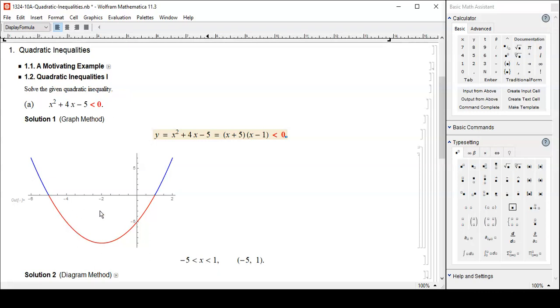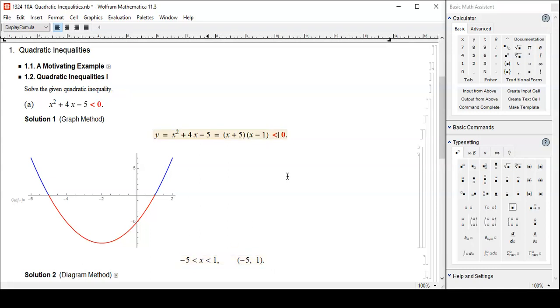Which x interval corresponds to this portion of the graph? From -5 to +1. So we get this double inequality, or equivalently we get this interval expression, -5 to 1. Open interval because x equal to -5 and also x equal to 1, they do not qualify.